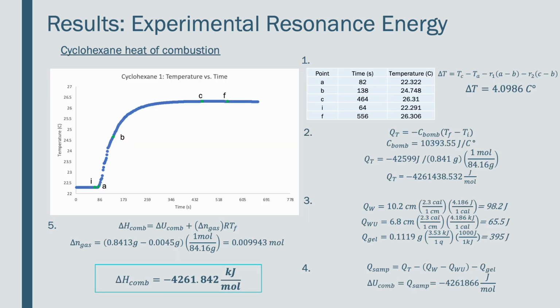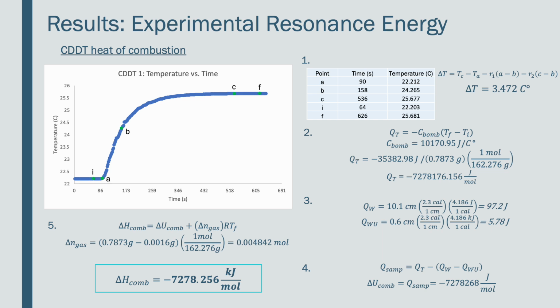The cyclohexane heat of combustion calculation was broken down into 5 steps. First, the change in temperature was found. Second, the total heat was calculated using the delta T in step 1. Next, the heat caused by the wire, unburned wire, and gel capsule was calculated and are represented as QW, QWU, and QGel respectively. These components were then subtracted from the total heat to obtain the heat caused only by the cyclohexane. Lastly, the heat of combustion was solved in step 5 and was found to be negative 4,261.842 kilojoules per mole for trial 1.